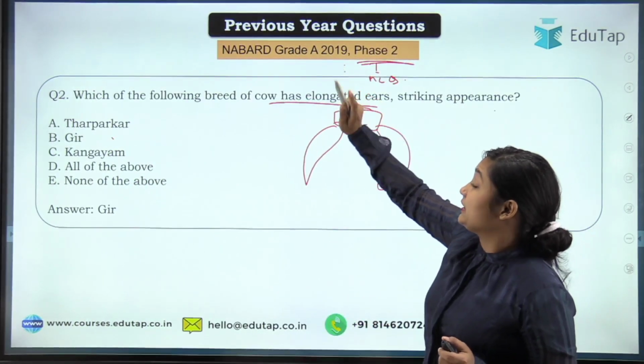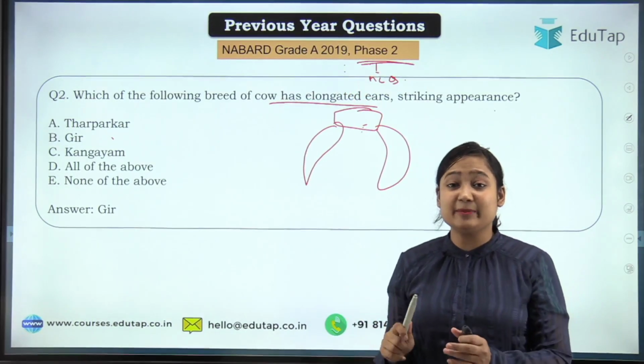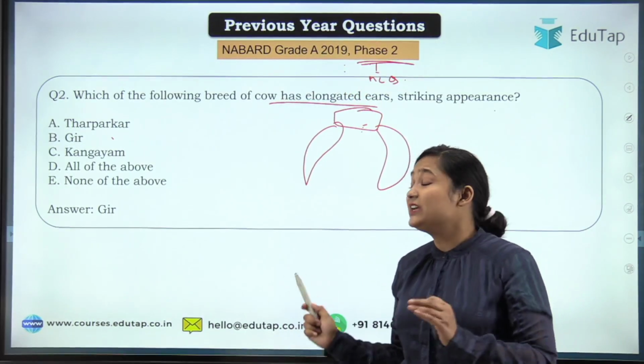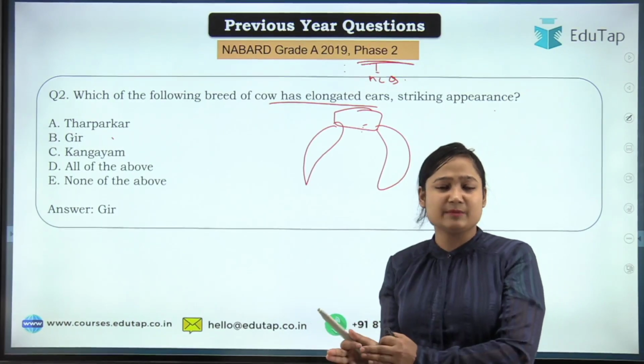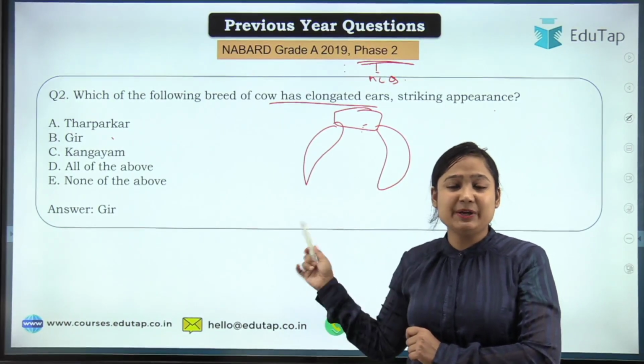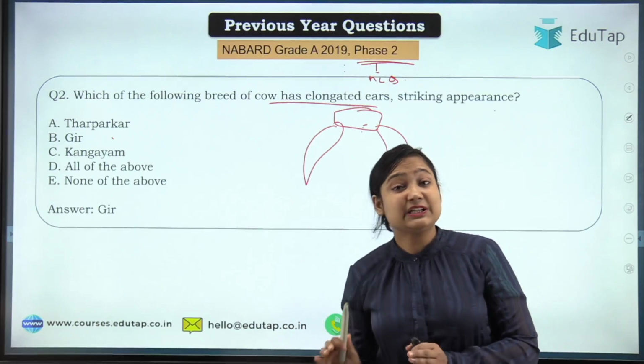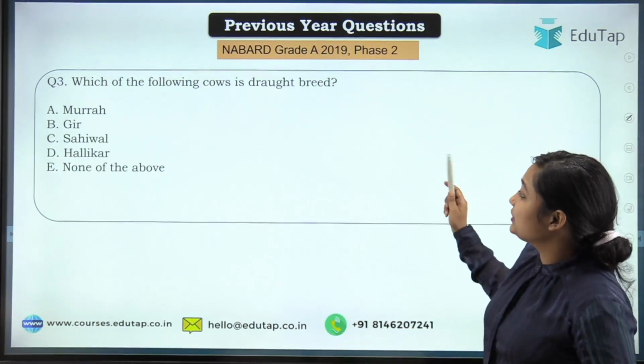See, keep looking at how many questions have been asked in NABARD from this particular topic of breed, and there is nothing to understand. A direct question comes: tell the breed, which category does it fall under. They are not asking about the lactation or anything. Okay, moving to the next question.